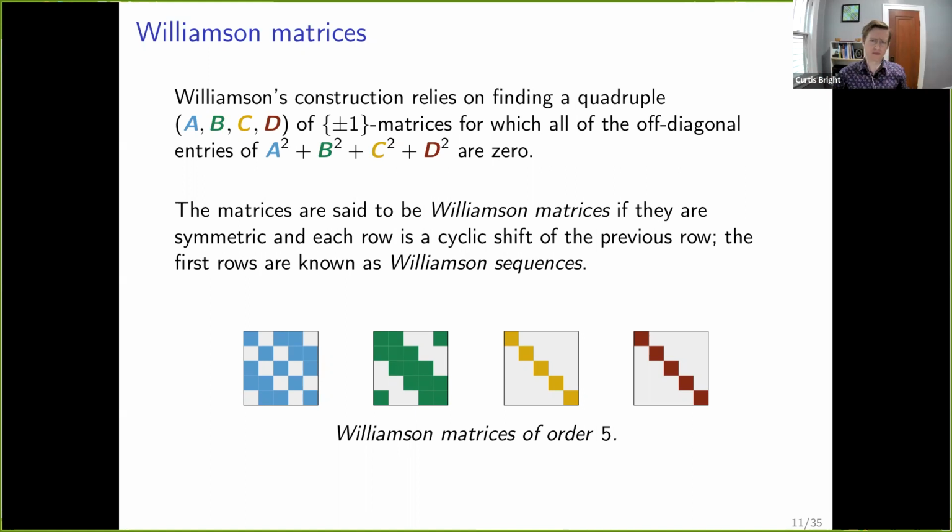They also have some symmetry properties. So they're going to be symmetric. They're going to be circulant, meaning that every row in your matrix is going to be a cyclic shift of the previous row. And that means the first row, of course, defines the entire matrix, right? So we can consider the first row as a +1, -1 sequence, so then you can have a set of Williamson sequences or a set of Williamson matrices, and that's equivalent. Okay, and so here's an example of Williamson matrices of order 5.